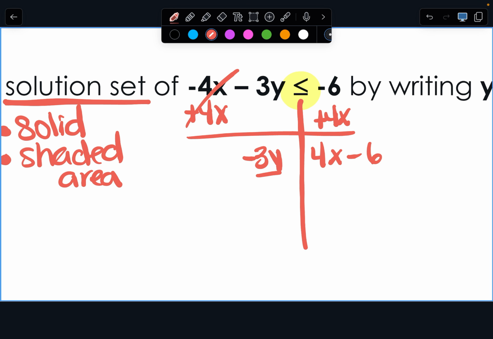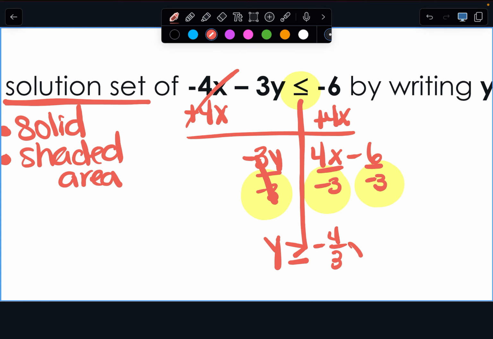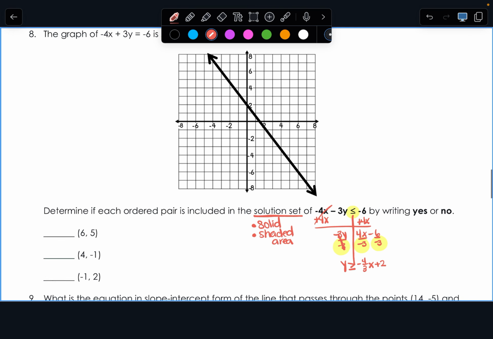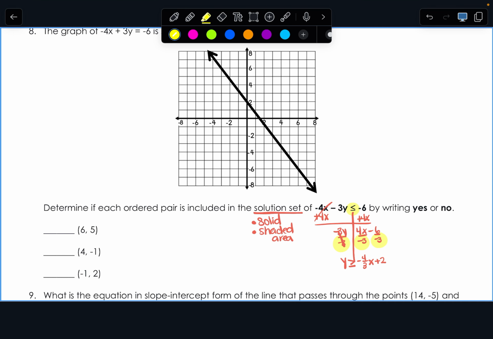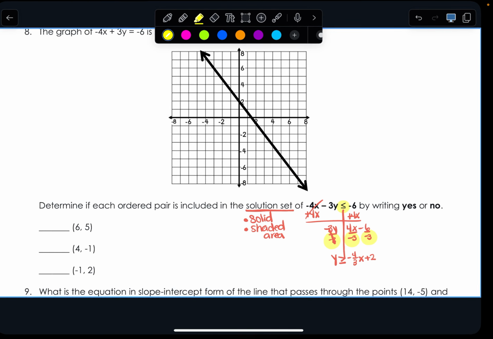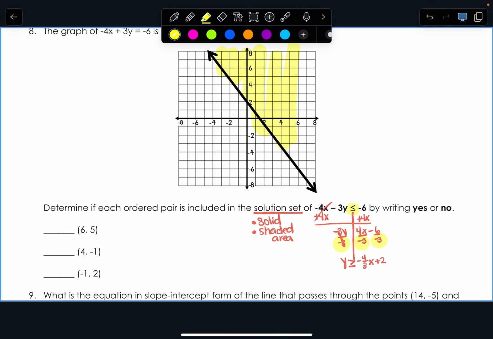Second step, divide. Because we are dividing by a negative number, because the number that is moving over is negative, what happens? Your sign flips. So it's no longer less than or equal to, it is now what? Greater than or equal to. We're going to be shading above. So we're going to shade above the line. Greater than or equal to, you're going to shade above.